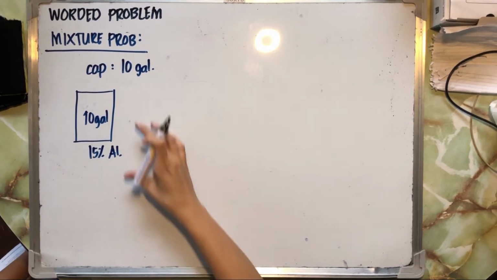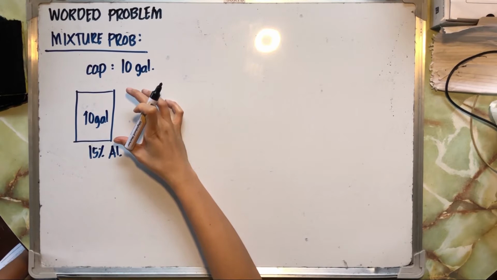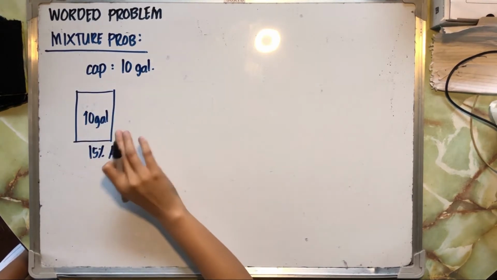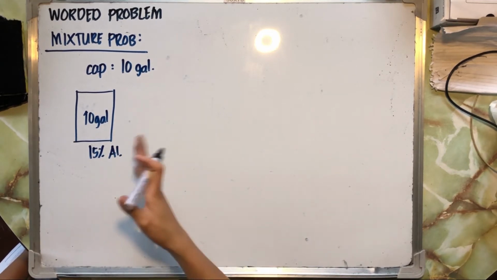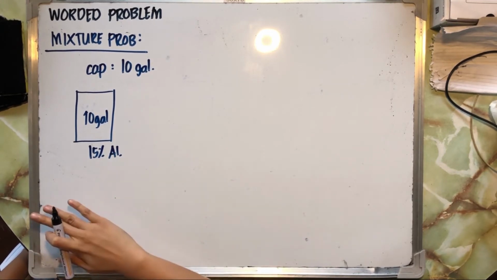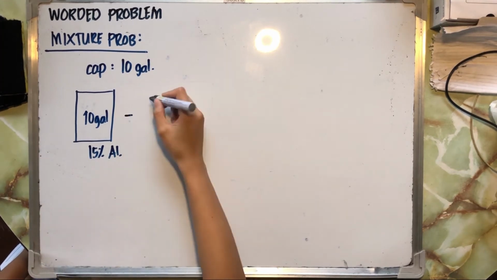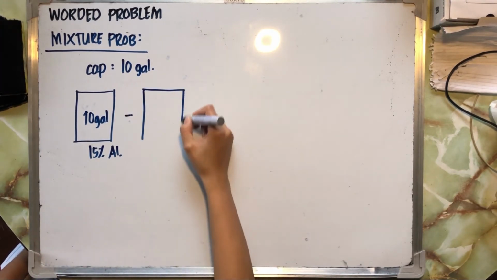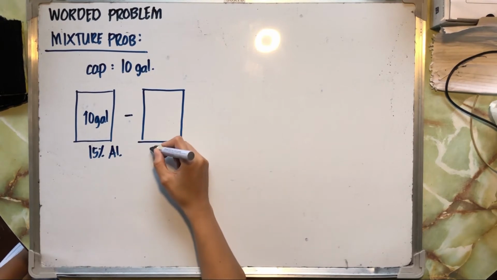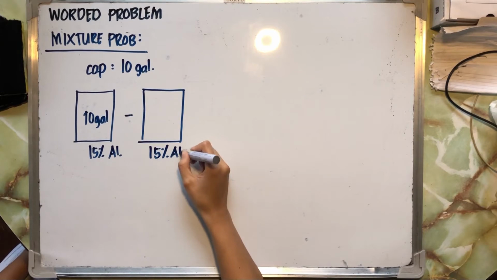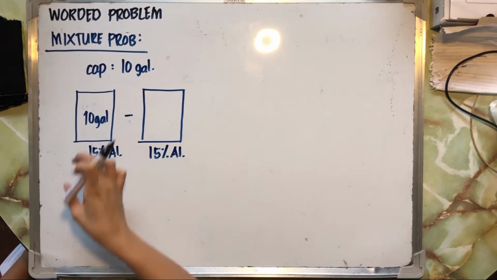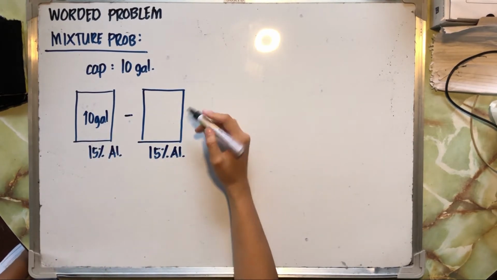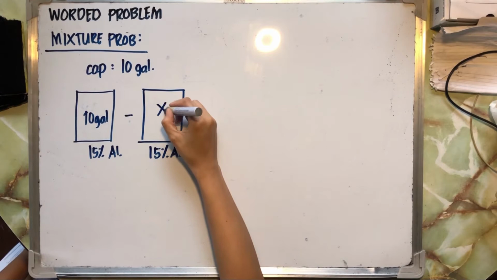Now, the question is, it's full at the start. How much of this will you replace? How many gallons will you replace? That means you will remove some, then replace it. Now, you remove a certain amount, which, of course, is at 15% alcohol, right? Because it is coming from the original mixture. How many gallons is that? You don't know that. So, you set that as X gallons.